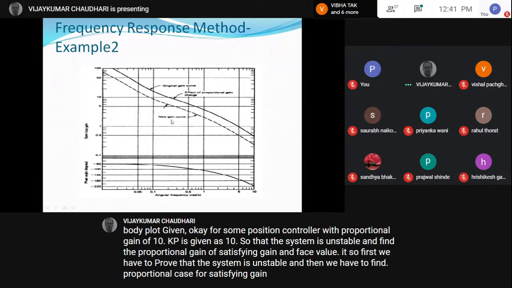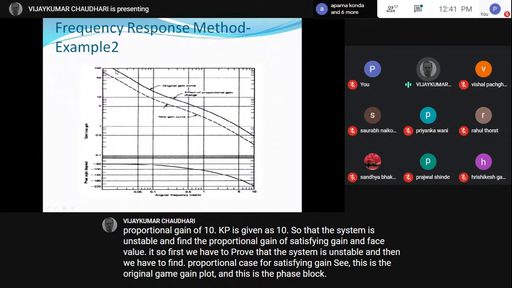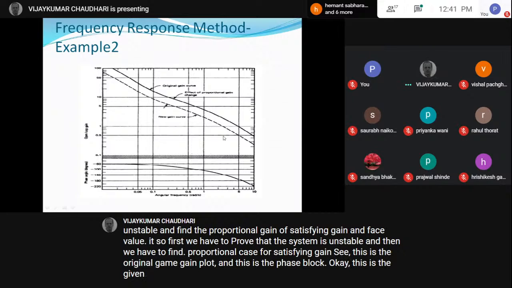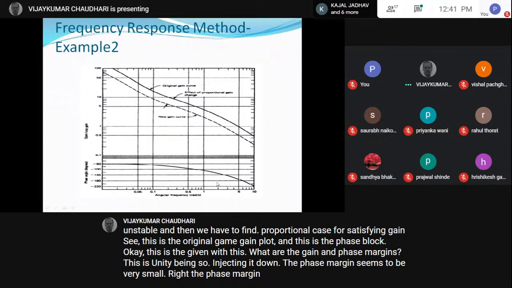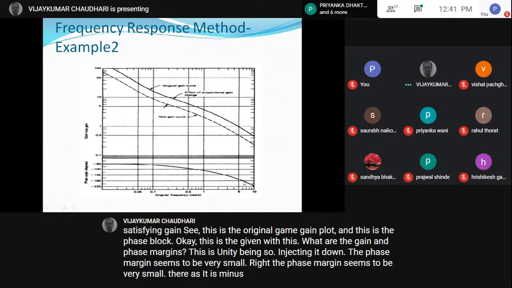See, this is the original gain plot, and this is the phase plot. This is the given. With this, what are the gain and phase margins? This is unity gain. So projecting it down, the phase margin seems to be very small, right? Whereas, sorry, this is minus 180, no? This has to be projected. Where is that?